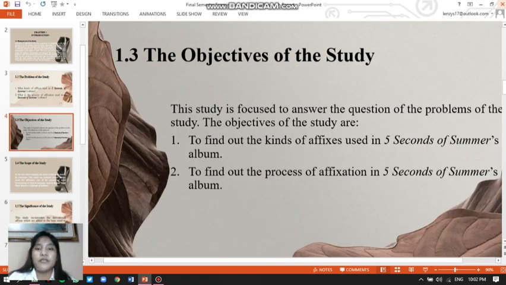1.3, the objectives of the study. The study is focused on answering the questions of the problems of the study. The objectives of the study are: first, to find out the kinds of affixes used in 5 Seconds of Summer's album. Second, to find out the process of affixation in 5 Seconds of Summer's album.